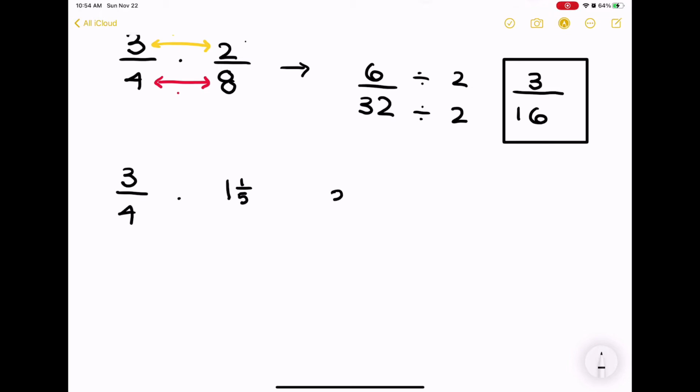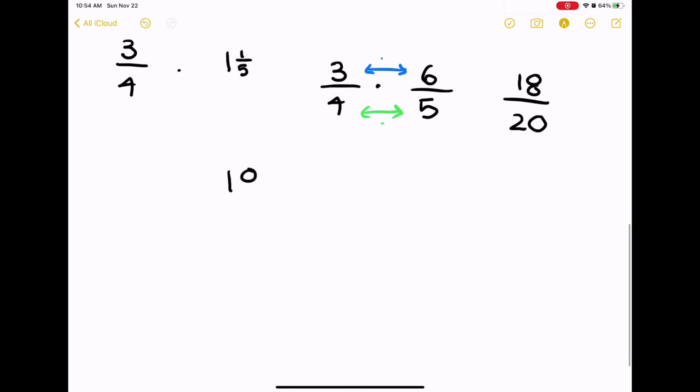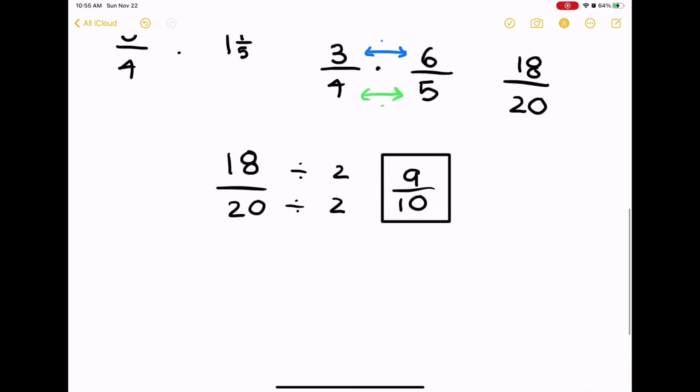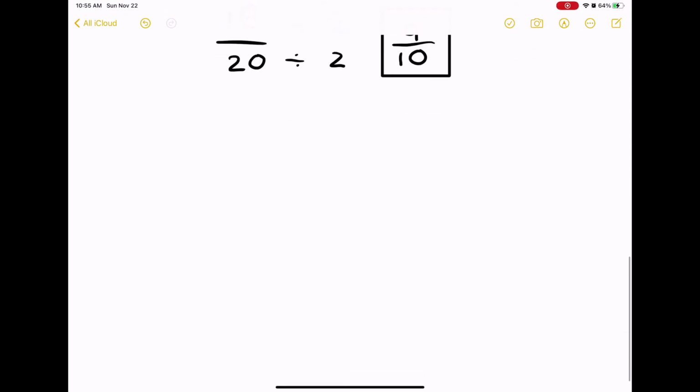So let's say we have 3/4 times 1 and 1/5. We're going to make 1 and 1/5 into an improper fraction, which is 6 over 5, because if we multiply the number of wholes by the denominator and add 1, we get 6. And when we multiply that, we get 18 over 20. And if we divide both of those by 2, we get 9 over 10. So simplifying works like that. You divide the numerator and the denominator by a common factor.